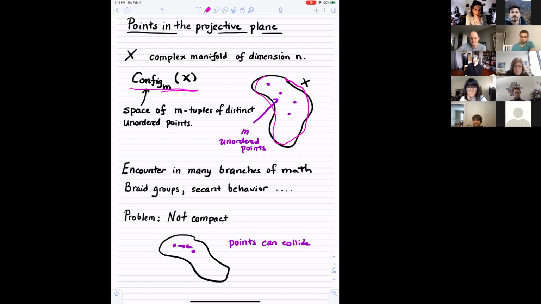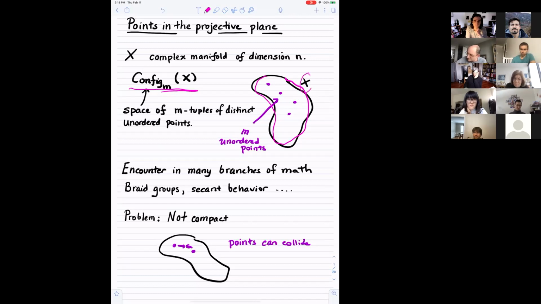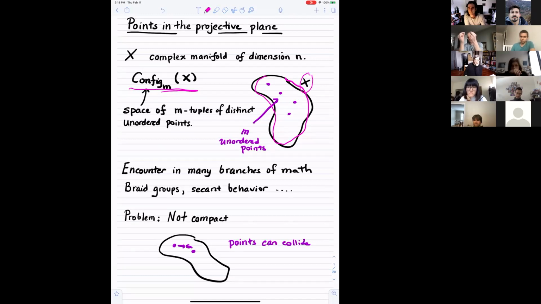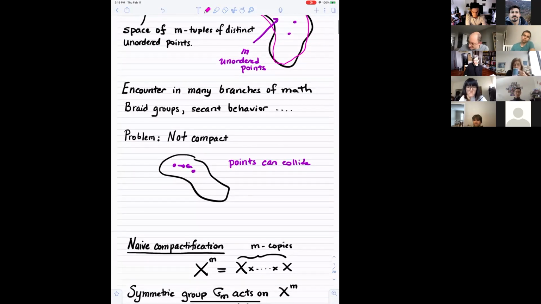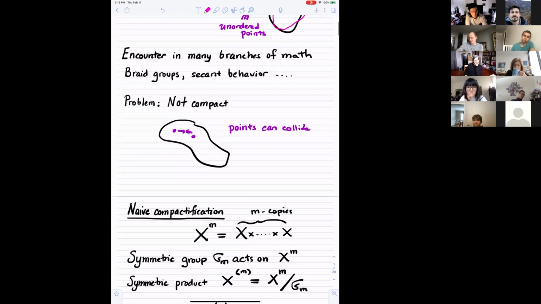The problem is that even if X is compact, the space is not compact, because what can happen is that if you have two distinct points, they can collide. The way we define this, we are not allowing points to collide, so as the points approach each other, there won't be a limit. The first problem that you run into is: how do you compactify the space?